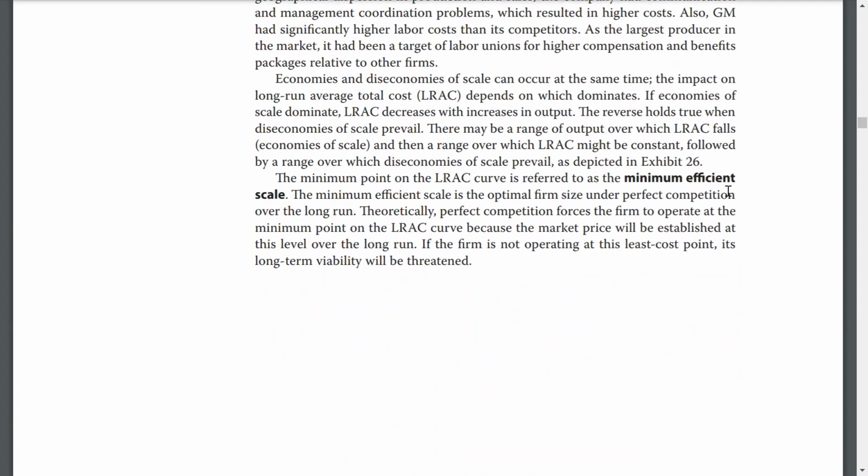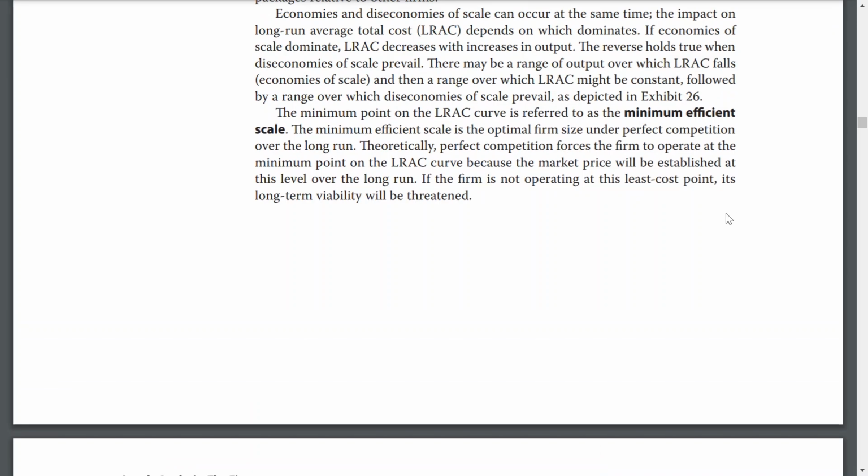The minimum point of LRAC is least. LRAC is referred to as the minimum efficient scale. The minimum efficient scale is the optimal firm size under perfect competition over the long run. Theoretically, perfect competition forces the firms to operate at the minimum level of the LRAC curve because the market price will be established at this level over the long run. If the firm is not operating at the least cost point in the long-run average cost curve, it will be threatened.